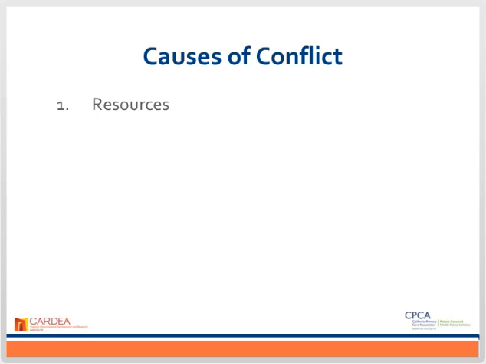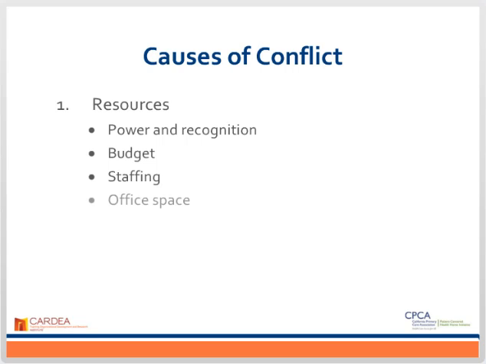First, conflicts can occur when individuals compete for limited resources, such as power and recognition in an organization or within a team, control or share of the budget, staffing, whether level of staff or access to certain individuals on the team, and even office space, private office versus cubicle, size of office, and proximity to the CEO, medical director, or other senior leader.